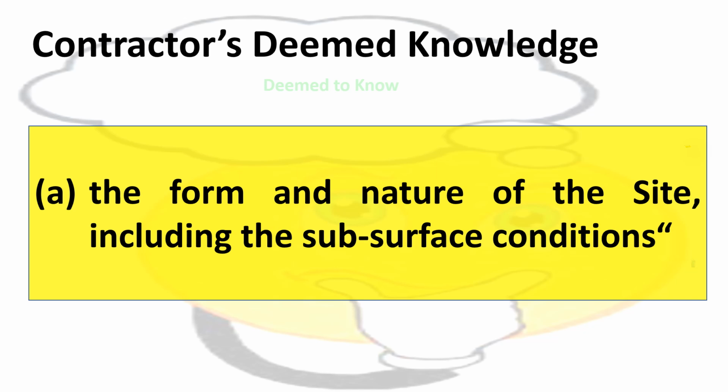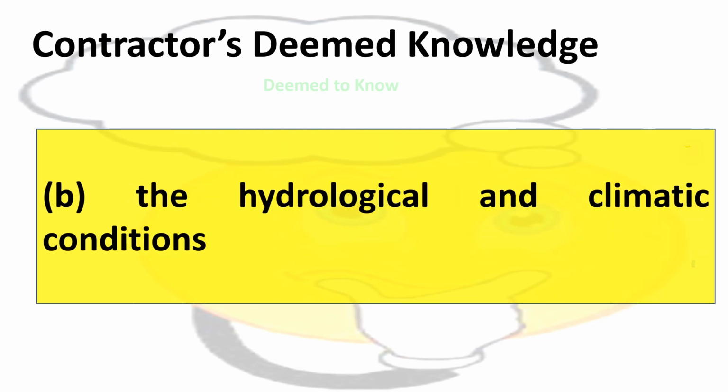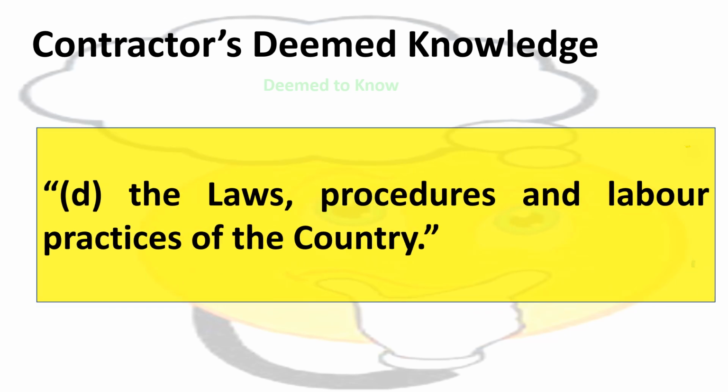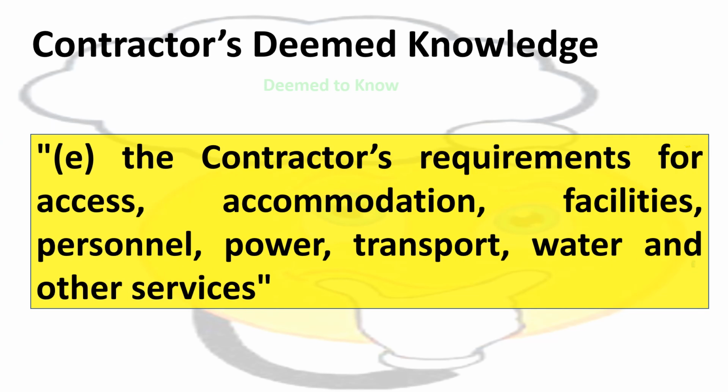A. The form and nature of the site, including subsurface conditions, the hydrological and climate conditions, the extent and nature of work and goods, the laws, procedures and labor practice of the country, and the contractor's requirements for access, accommodation, facilities, personnel, power, transport, water, and other services.